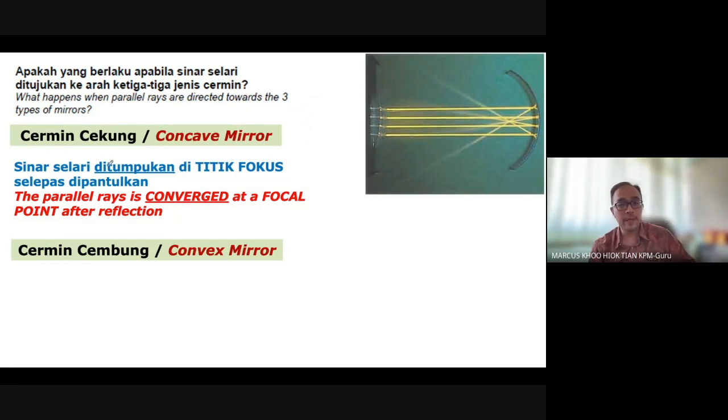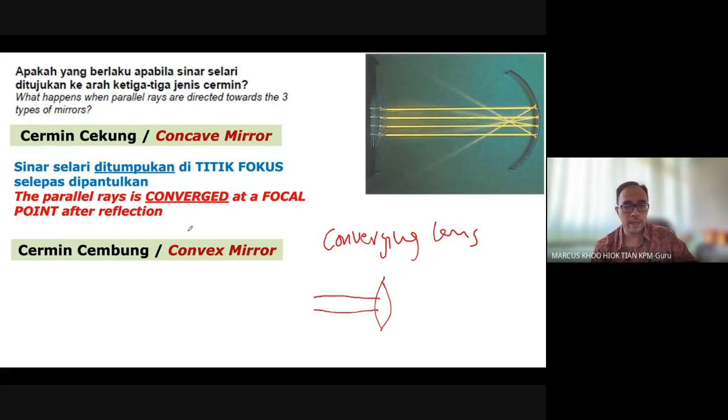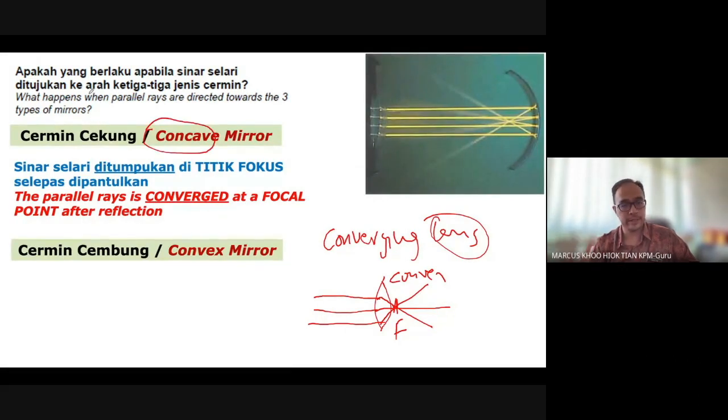If you remember, yesterday we were talking about the converging lens. Converging lens means if the lens is like this, and the light rays come here, after they pass through the center, they will converge. And we know this point is called the focal point. But notice that the converging lens is a convex lens, but the converging mirror is a concave mirror.